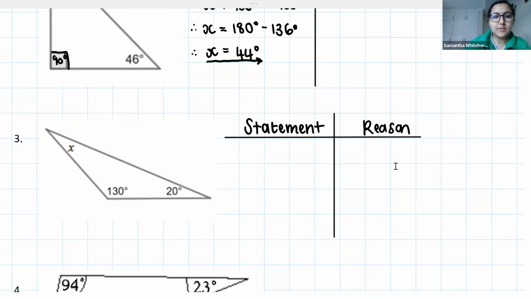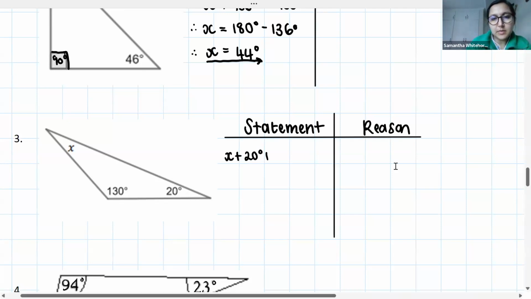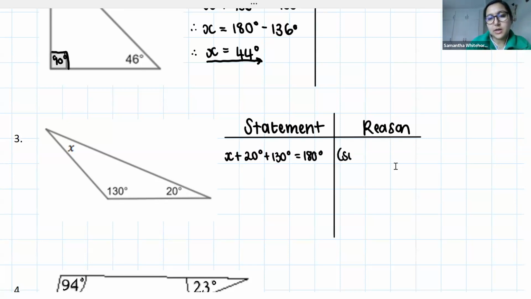Nice, guys. Okay, let's have a look. So we know that x plus 20 plus 130 must equal 180 because of sum of angles in a triangle. And because we know that, we can now solve our equation. So again, let's just add the 20 and the 130. They're like terms, let's make our life easier. That gives us x plus 150.